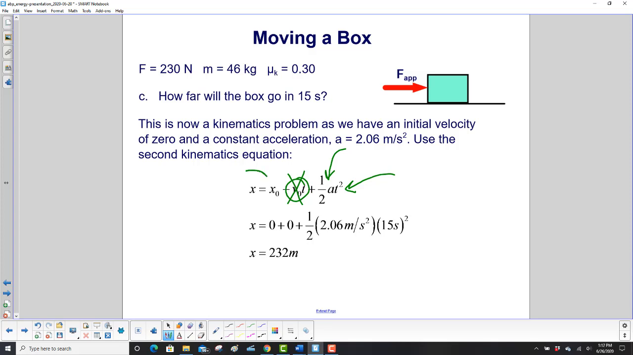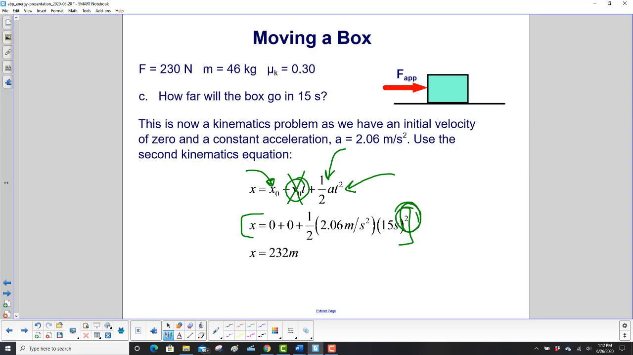x0 wherever we want. So we're going to say we start at x0 is equal to 0, and then when we find x, that'll be the distance the box went. So we have 0 plus 0 plus 1/2 the acceleration and time squared.